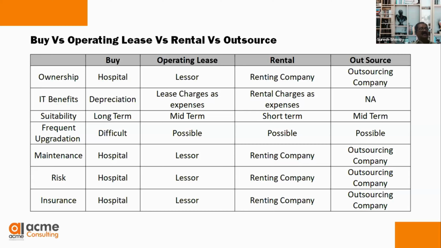IT benefits: yes, the buyer gets the depreciation benefits, whereas in operating lease, etc., you get the lease charges or the rental charges as expenses, which you can write off and consider in the profit and loss account. And suitability: when it is long-term use, it is better to go for buying. Operating lease is fit for mid-term, and rental is again shorter term.